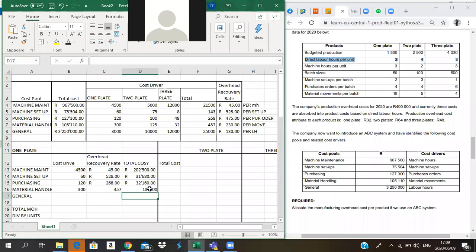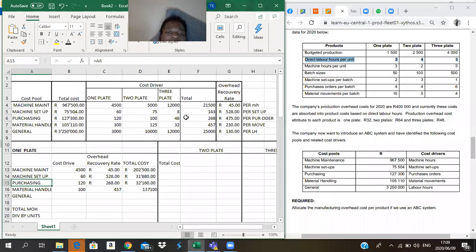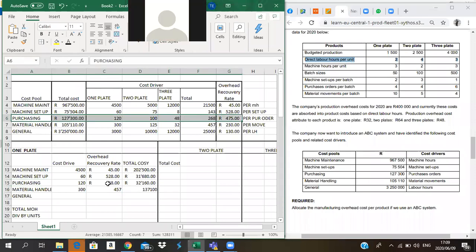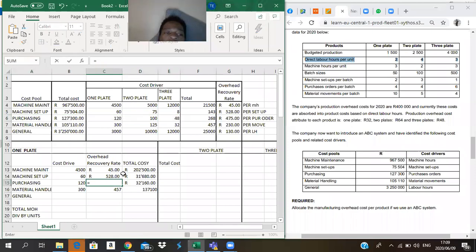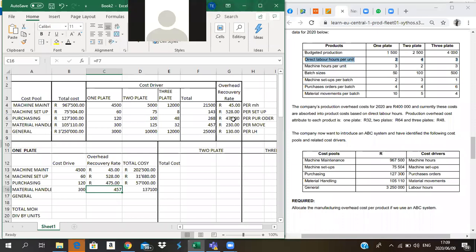Why do you put that 268? Yeah, it's 475. Remember, purchasing, right? So the POR for purchasing, there's my purchasing here. Oh, I'm sorry. It's equal to the 475. And then here it's equal to, for material handling, the 230, right? Yes. Okay, I'm sorry for that.